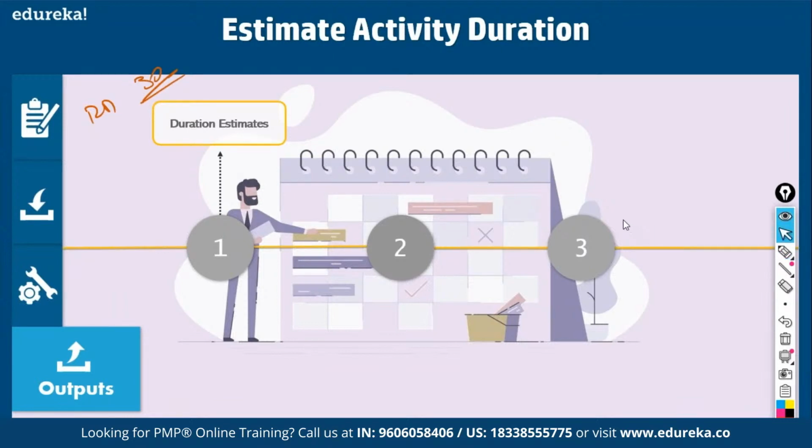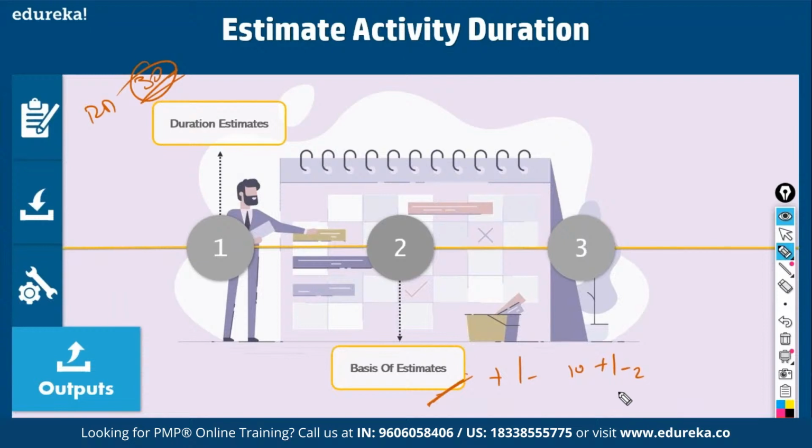What else? You also come with basis of estimate. This is a very important document. When you came with 30 days estimate, you must say on what basis you came with this estimate. Was it analogous? What is parametric? What is bottom up? What the plus or minus you assumed? For example, when you say I can complete the work in 10 days plus or minus 2, what does it mean? I can complete the work in between 8 days to 12 days, isn't it?